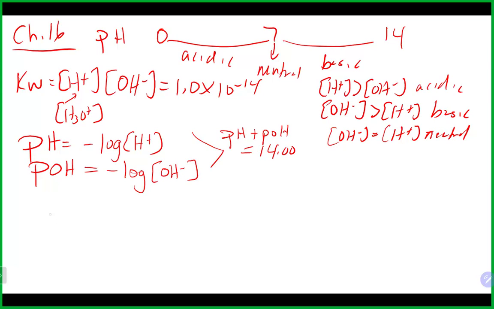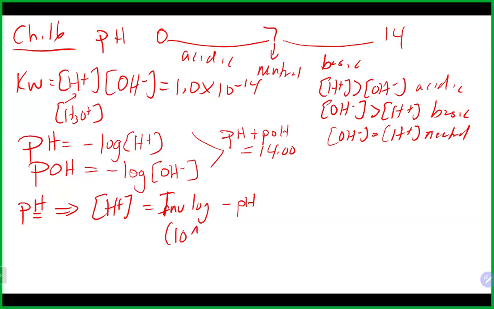We also talked about that if you are given the pH, you can directly calculate the H+ concentration. That's the inverse log of the negative pH. When you put it on your calculator, most calculators will pop up a 10 and a caret. You want to make sure you use the negative button, not the subtract button, and that will get it there.